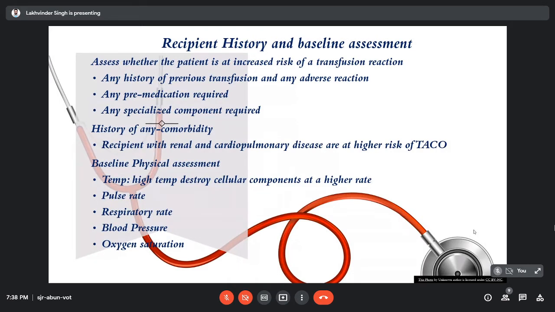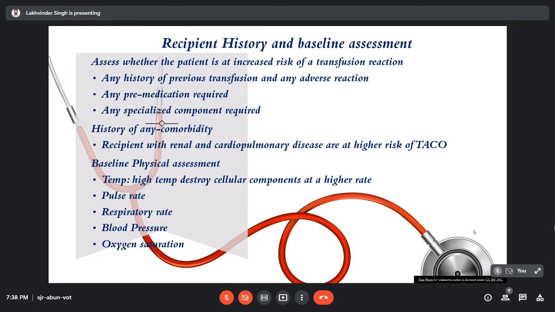Then history of any comorbidity, like patients who have renal or cardiopulmonary disease, are at a higher risk of circulatory overload. TACO is transfusion associated circulatory overload. So in these patients, we can give the blood bag in small parts, like if we have a 300 ml bag, it can be transfused over a period of 4 to 6 hours.